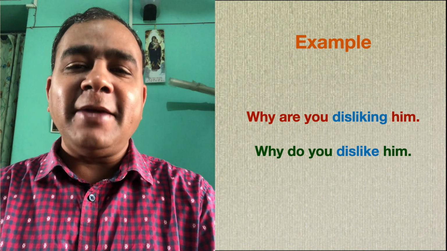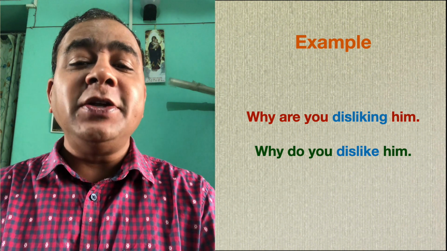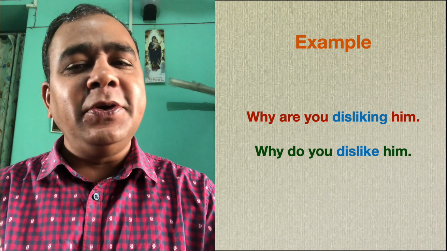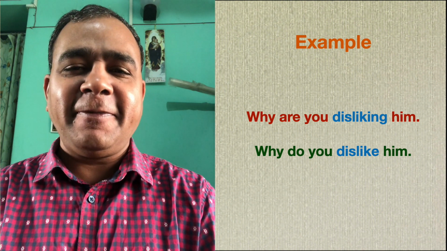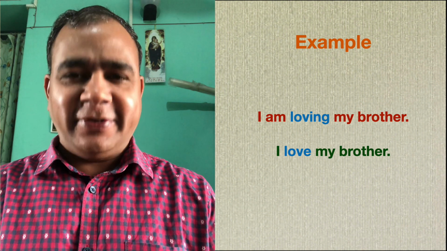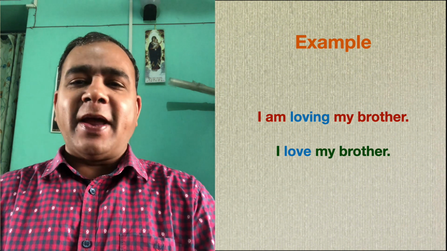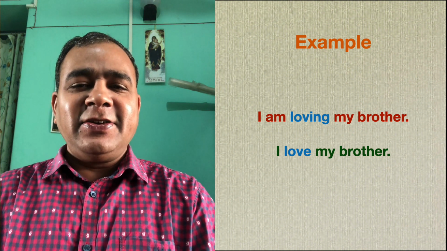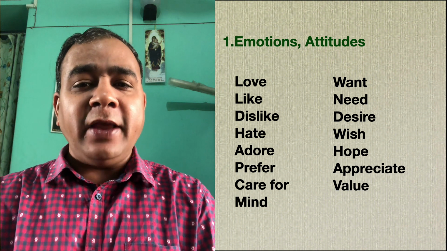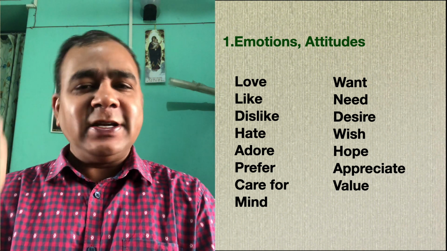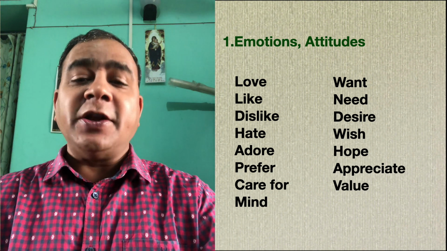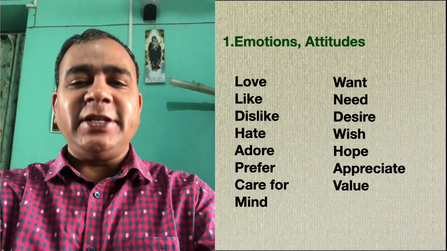Third example. Why are you disliking him? Wrong. Incorrect. Why do you dislike him? Okay. Another example. I love my brother. Okay. We don't say I am loving my brother. Okay. So these are some examples where the state verbs are used only in the simple tense, simple present or simple past. We cannot use in the continuous tenses. Okay? We'll see the next category.